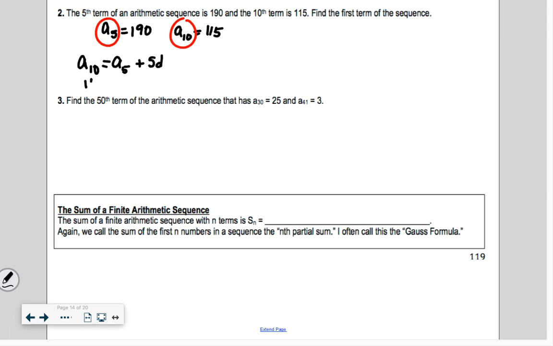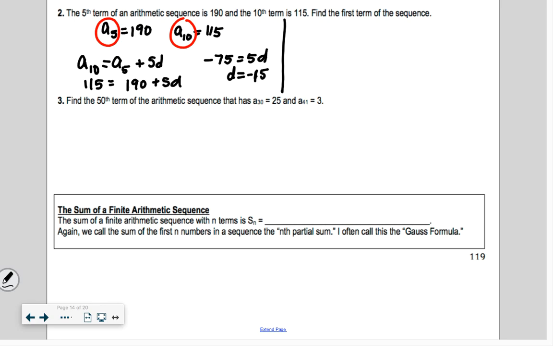So my 10th term is 115. My 5th term is 190. So I'm going to solve for 5D. If I subtract 190, I get -75. And if I divide by 5, I end up getting D is equal to -15. Okay, now I can find any term that I want to find.